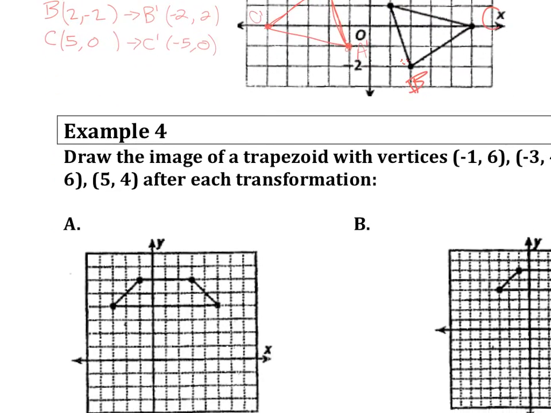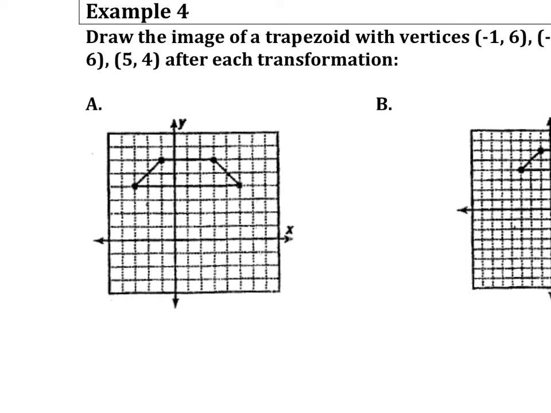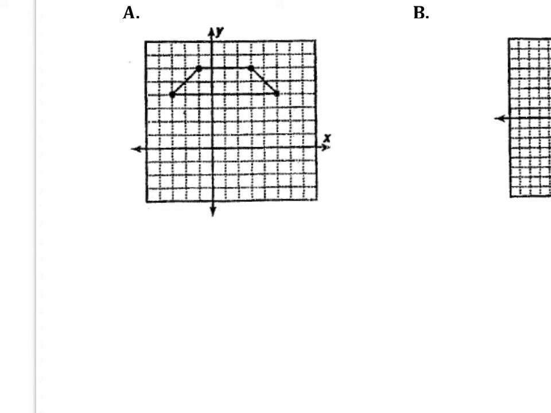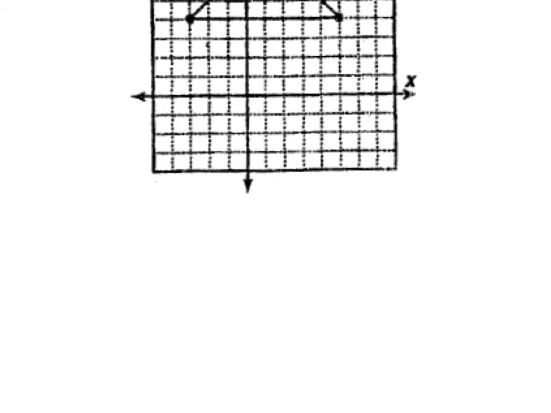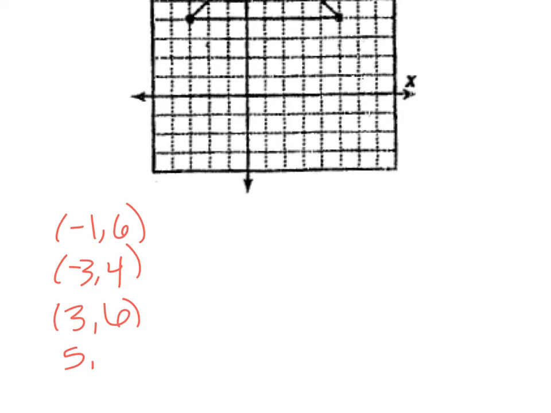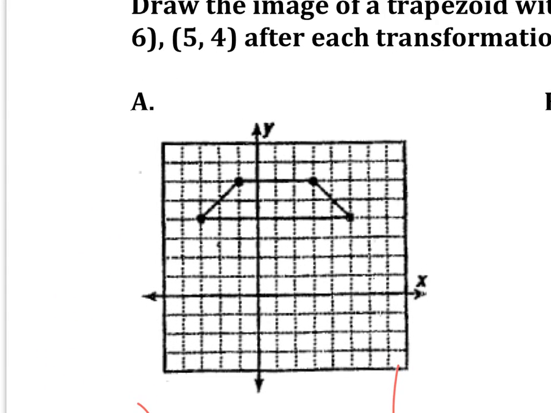So picking up from there, let's go down to example 4. The first thing I would do is write the starting vertices. The problem gives you the vertices, so we have (negative 1, 6), we also have (negative 3, 4), we have (3, 6), and we have (5, 4). We're going to take those vertices, and for problem A, I want you to construct a translation.